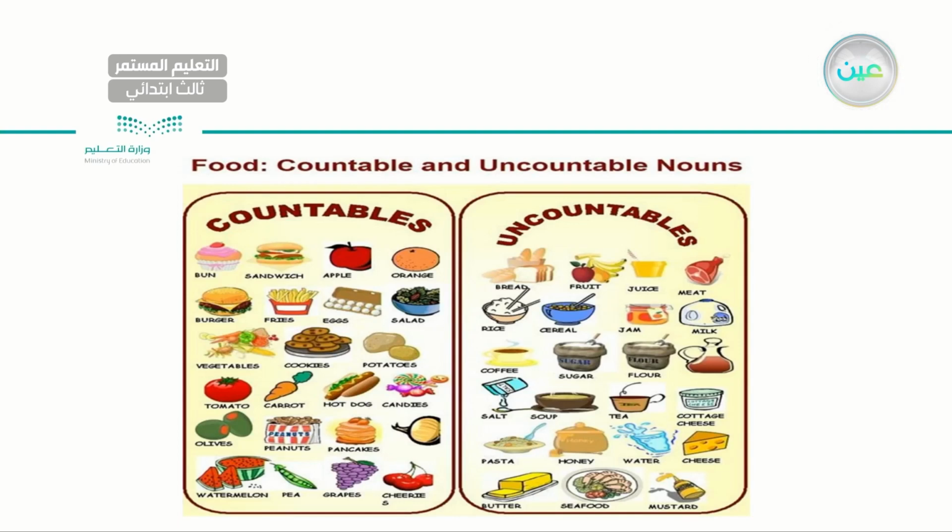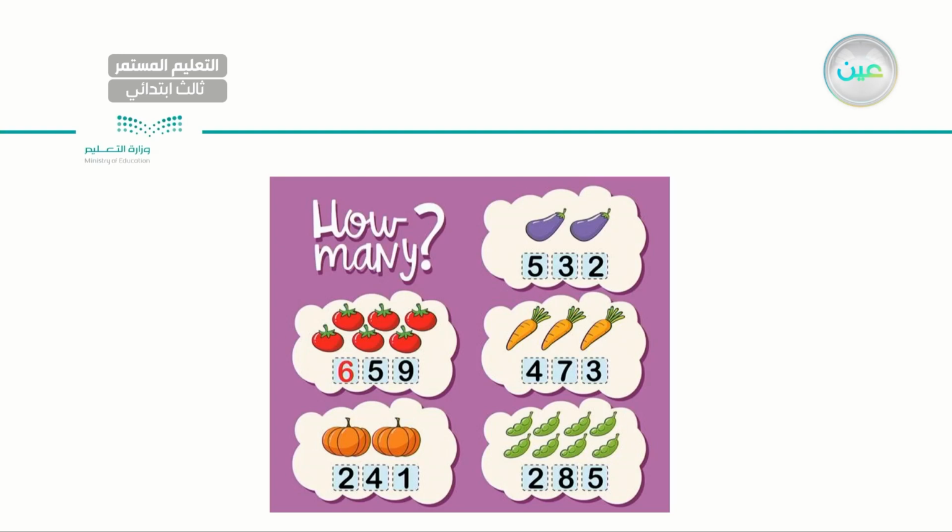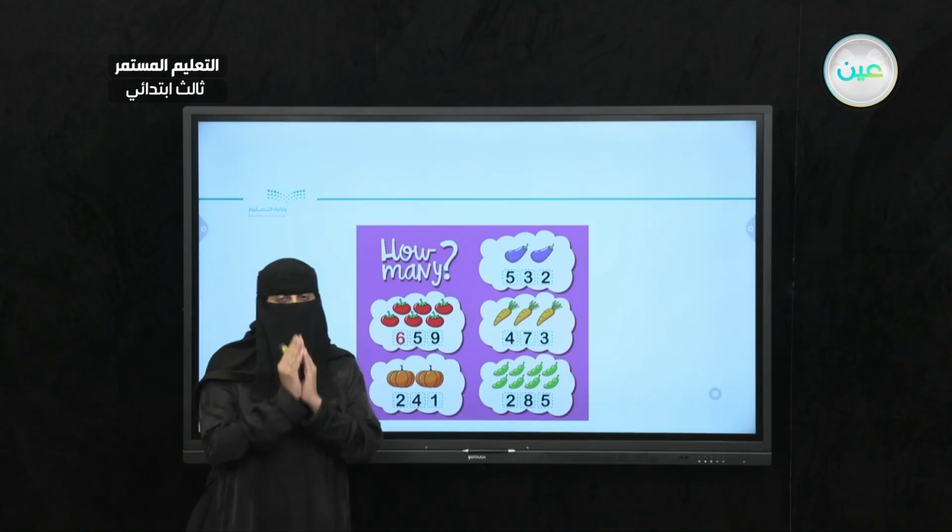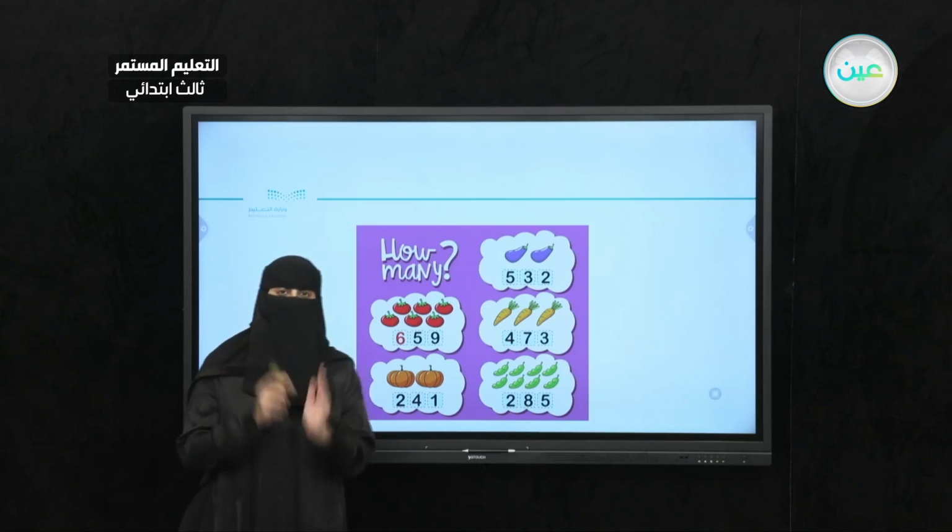I can have the plural form of these nouns. Okay? For these, they often go with how many. How many tomatoes can you see? I can see 6 tomatoes. How many pumpkins can you see? I can see 2 pumpkins. How many carrots? I can see 3 carrots. So the question how many can be used with countable nouns only.